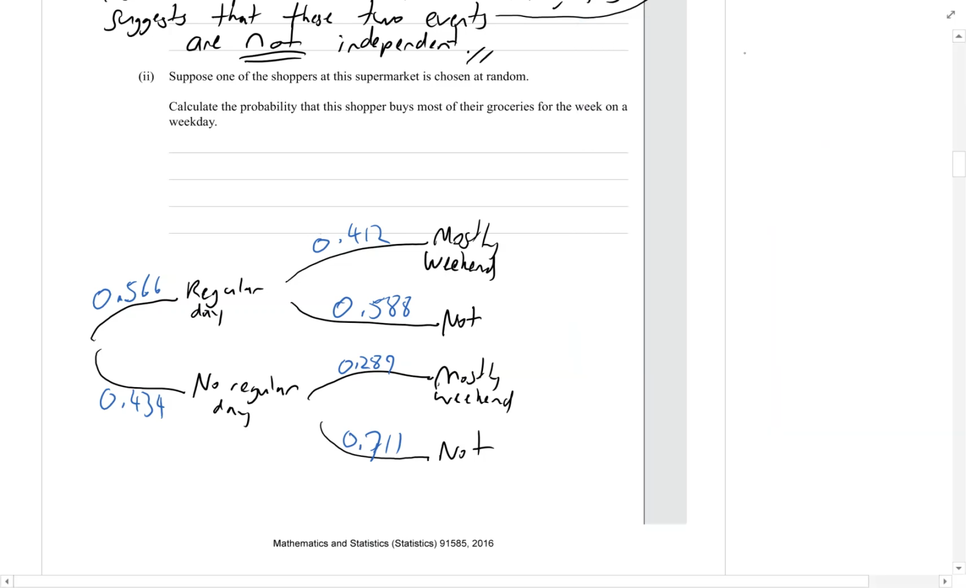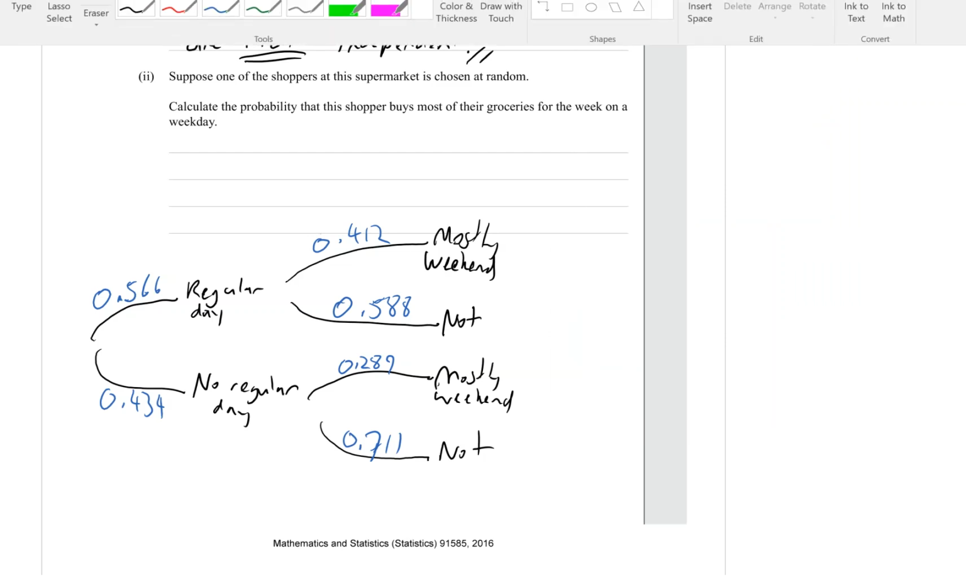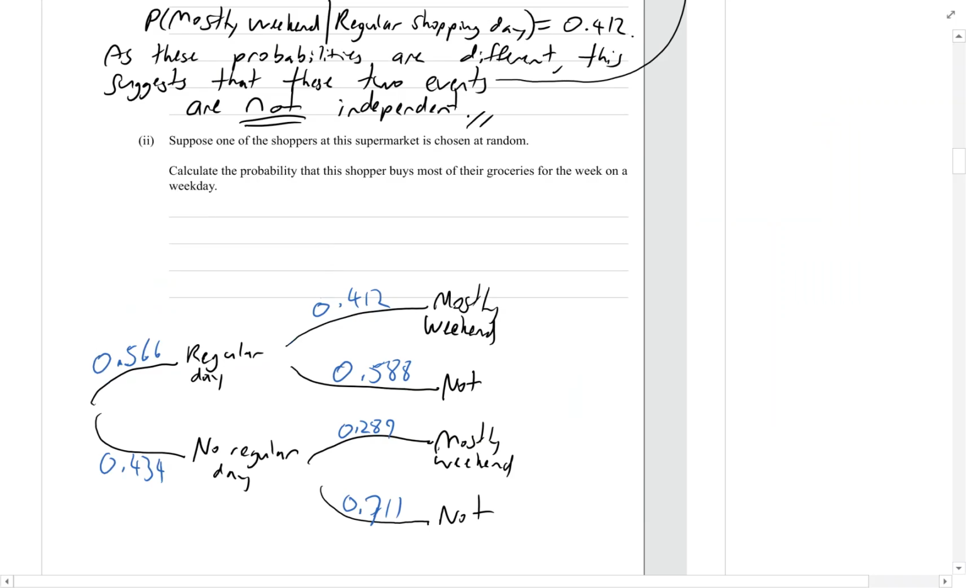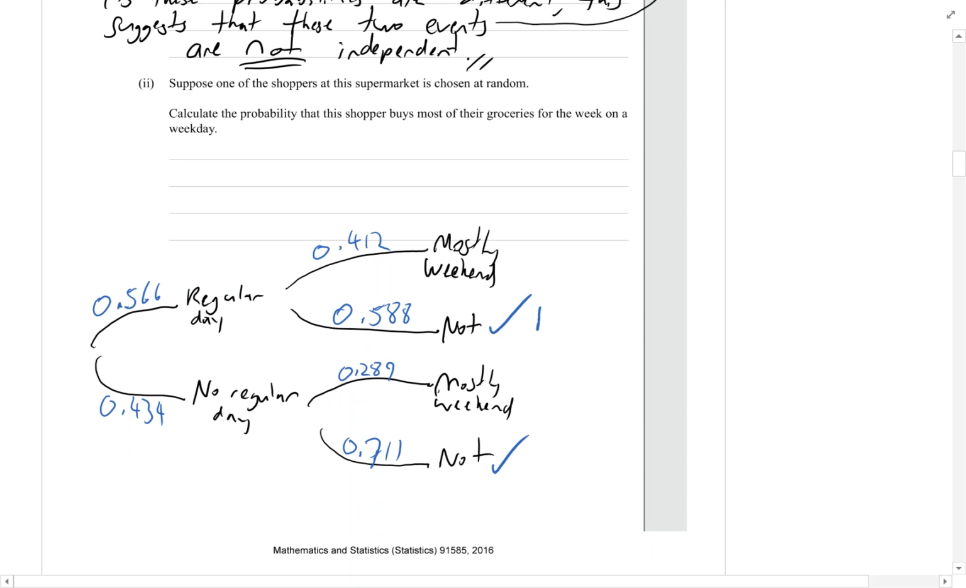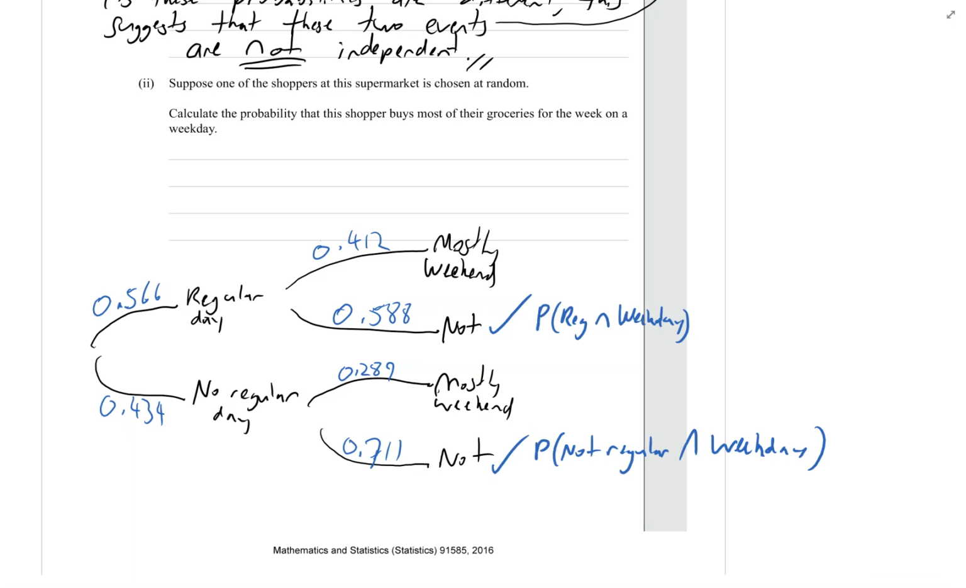So calculate the probability that this shopper buys most of their groceries for the week on a weekday. So that means not on a weekend, right? So that means we need to work out this outcome and this outcome. And it's a really good idea to tick the ones you want to work out. So the probability of being on a weekday is going to be the probability of regular and weekday, plus the probability of not regular and weekday. So for regular and weekday, we're going to be multiplying along these branches here.